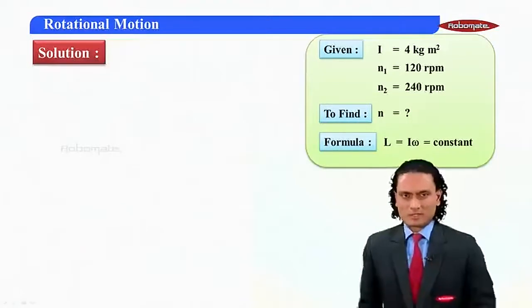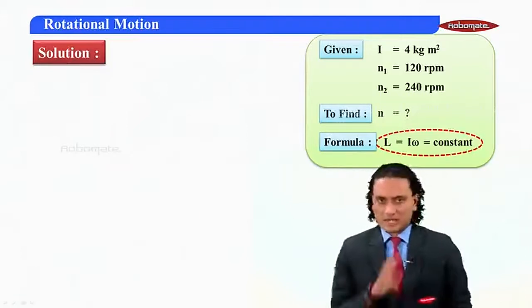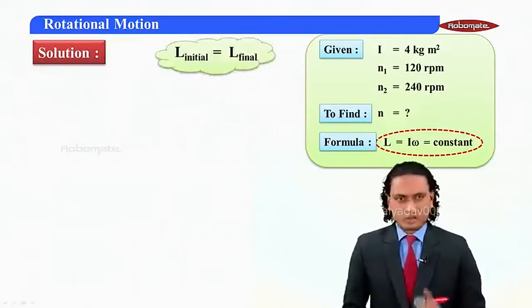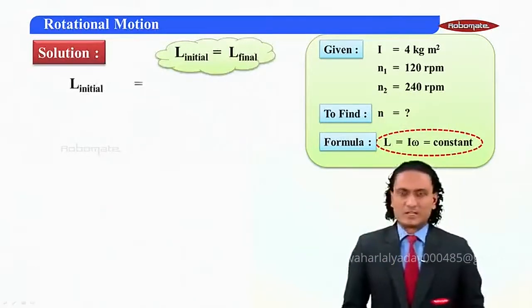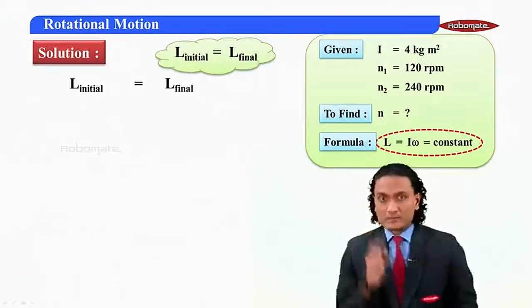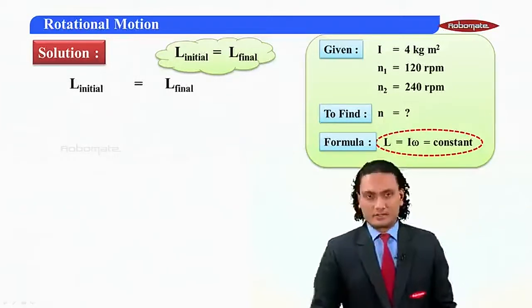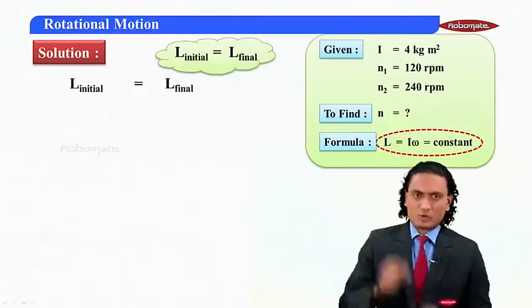Now students, first for the solution, see the formula. L is equal to I omega, which is equal to constant. That means L initial is equal to L final. L initial is the total angular momentum of both the wheels before they are joined, and L final is the angular momentum of both the wheels after they are joined. Is that clear? So now first let us go to L initial.